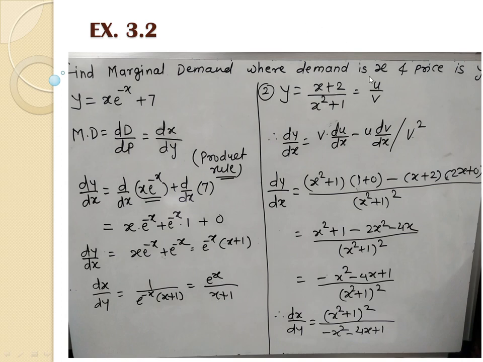Second, y is equal to x plus 2 upon x square plus 1, means this is a function of u upon v. So we have to apply quotient rule. Dy by dx is equal to, using the formula of quotient rule, v du by dx minus u dv by dx upon v square. So find dy by dx is equal to, simplifying this we get minus x square minus 4x plus 1 upon x square plus 1 bracket square, and dx by dy is equal to x square plus 1 square upon minus x square minus 4x plus 1. Thank you.